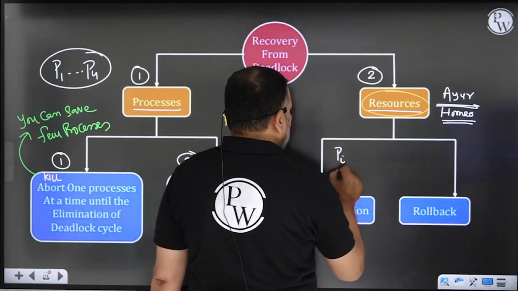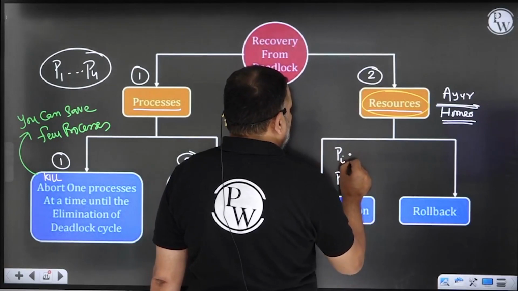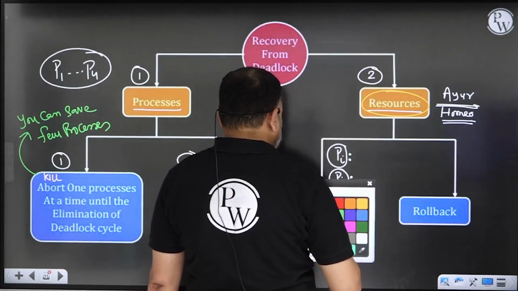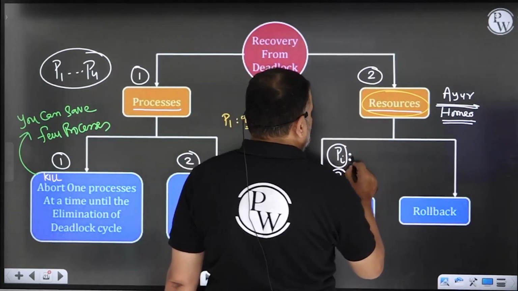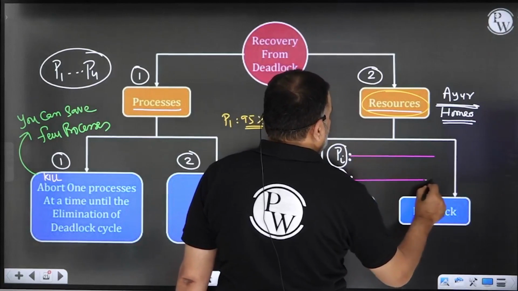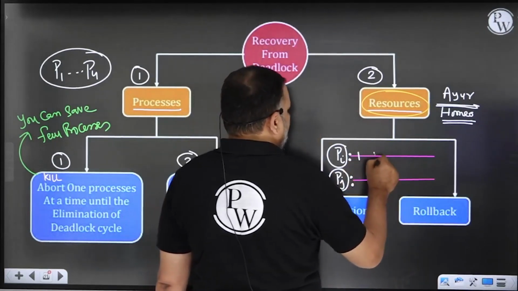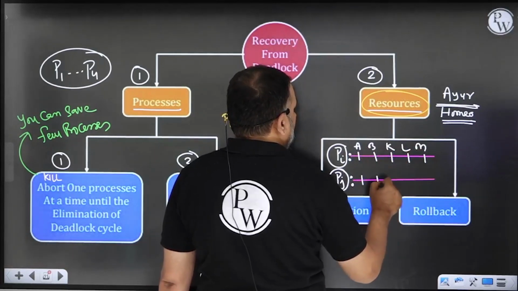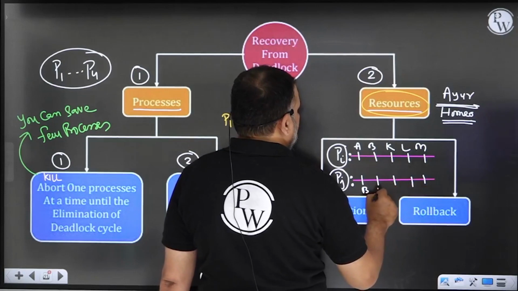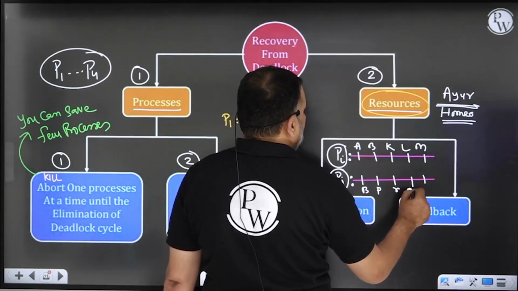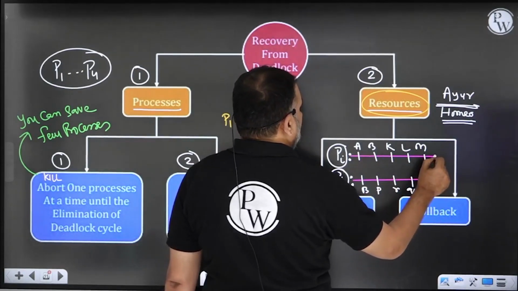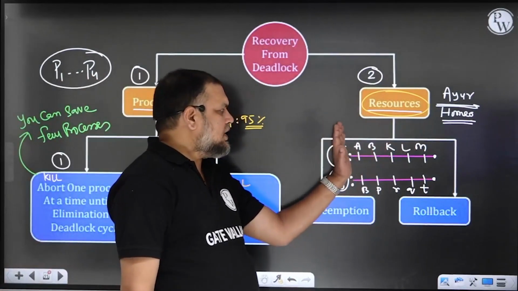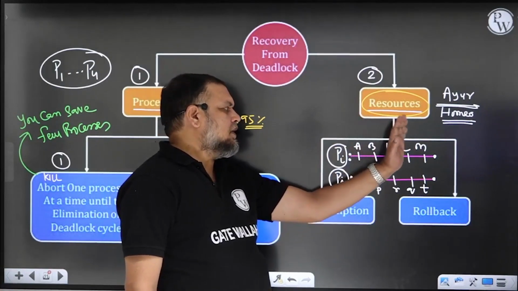Meaning I will explain by a diagram. Let us say there are two processes, Pi and Pj. Pi is holding the following resources, some names we'll put, resources A, B, K, L, M, and this one is holding resources like B, P, R, Q, T, something like that. Now this got involved in deadlock. This is the timeline and these are resources. At this time this resource got allocated like that.